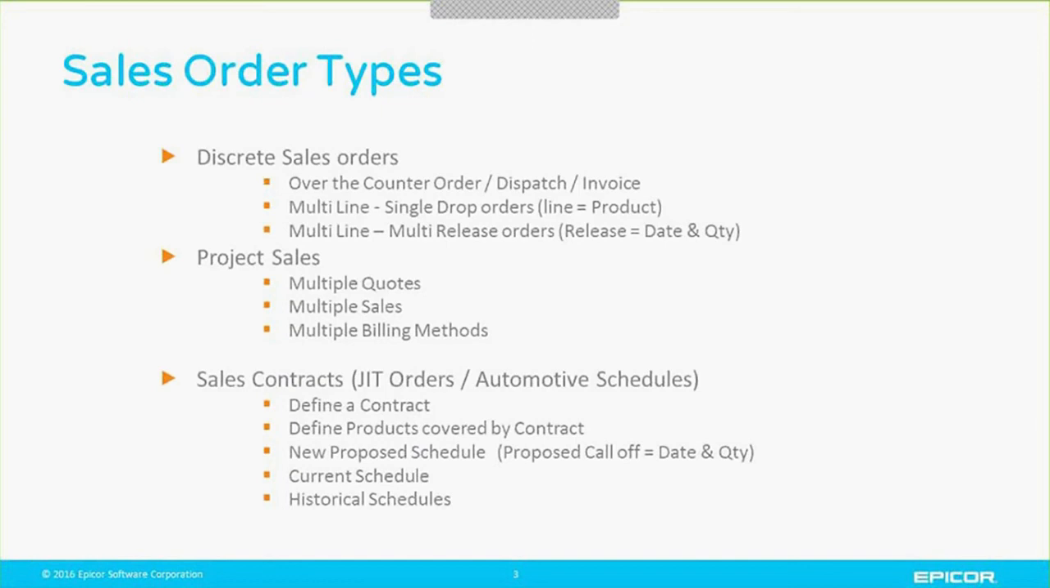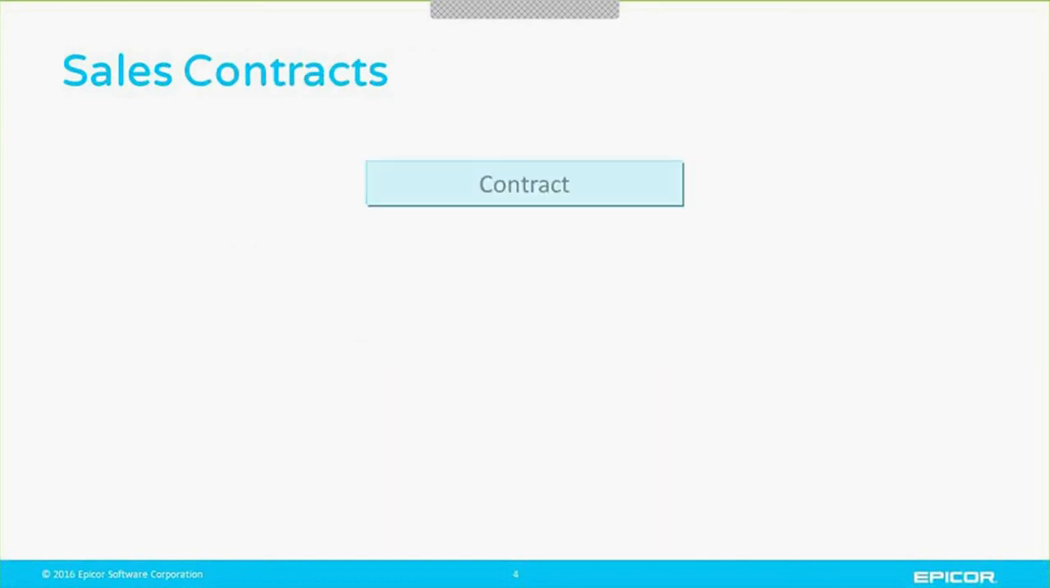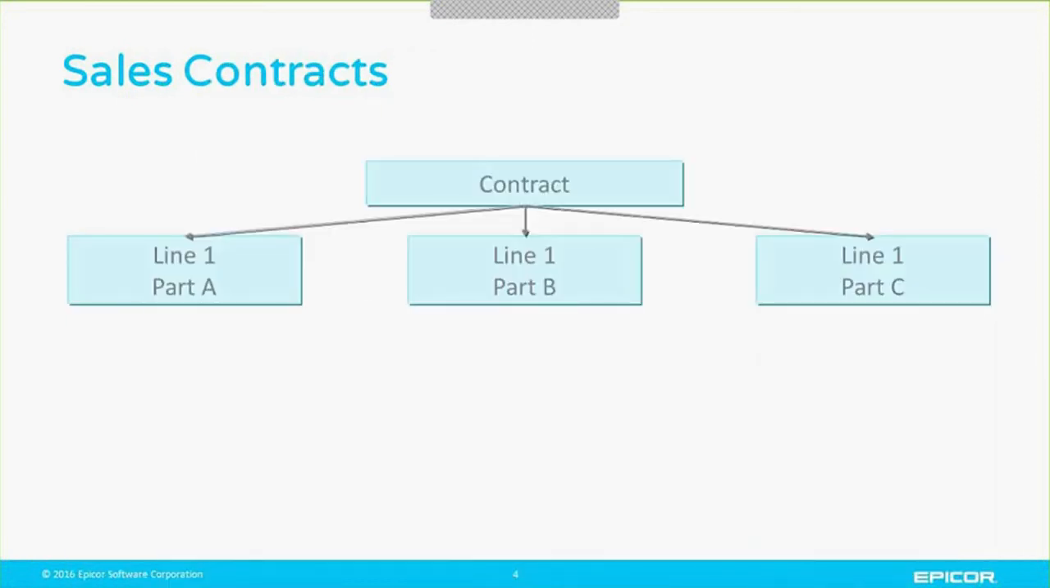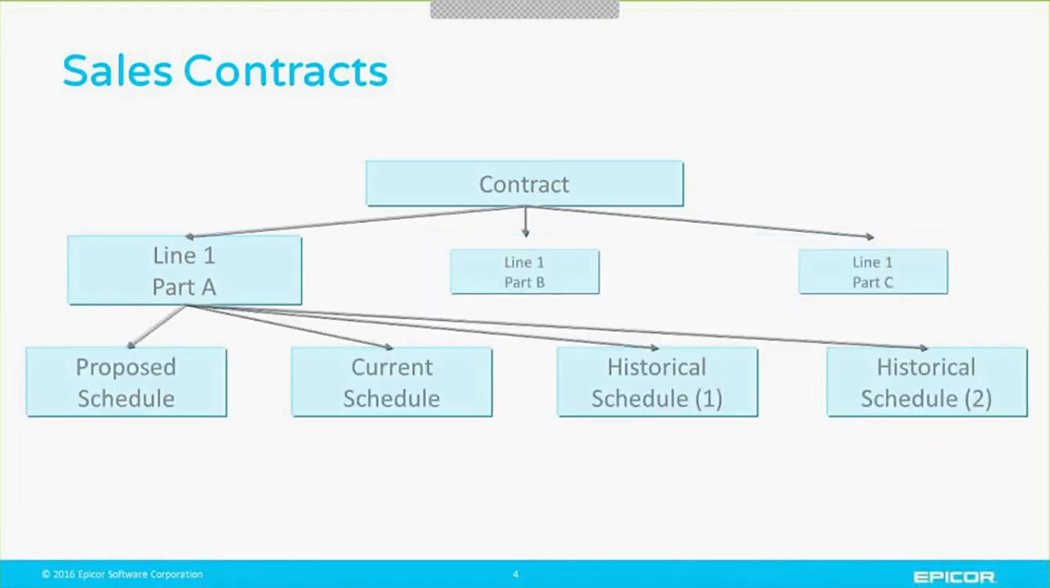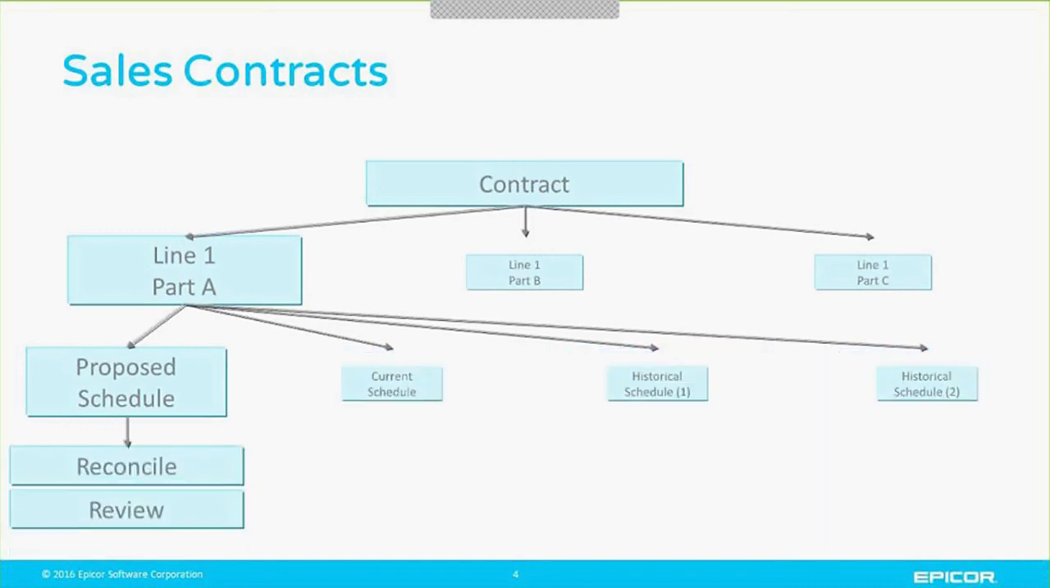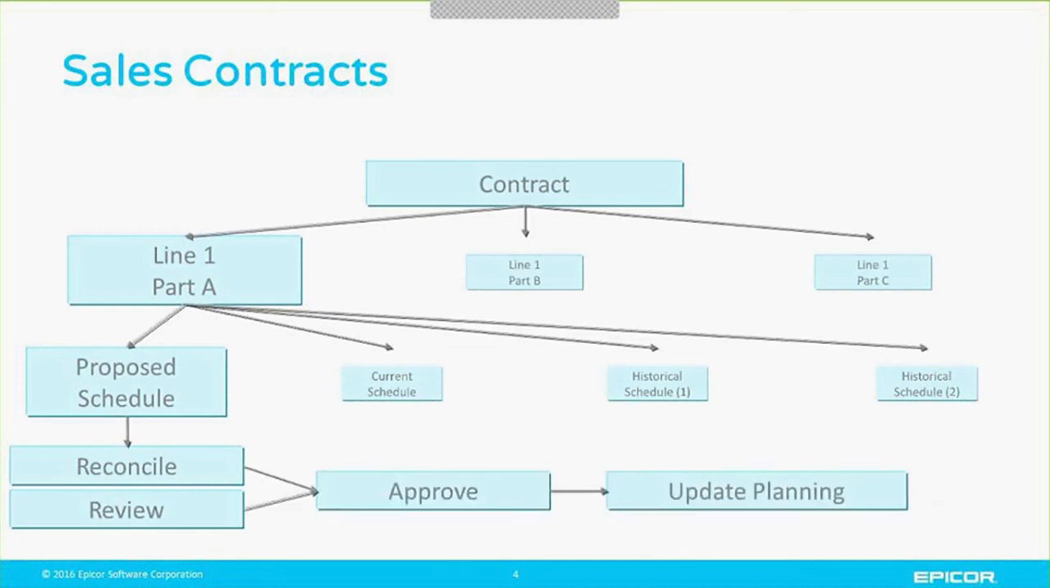So just as you can do quotes and estimates controlled in different manners, there are different outputs for that to run through. So the whole idea of a sales contract is I want multiple lines for multiple parts, multiple schedules, historic views, current views, proposed views. That proposed schedule, does it actually balance off against where I'm calling? I need to reconcile that, I need to review that, I need to approve that, and then I need to update the planning environment.